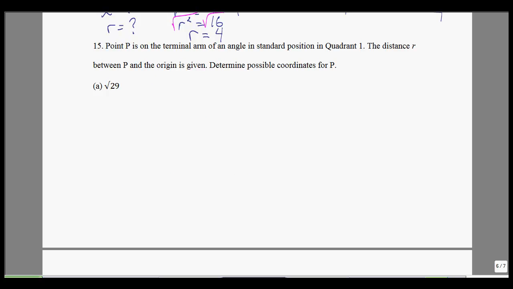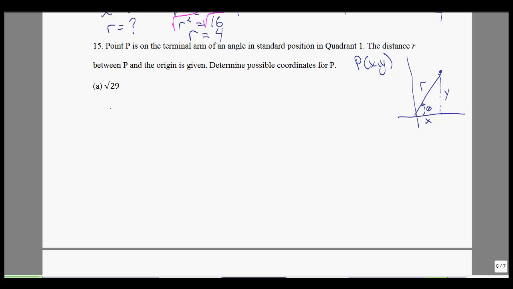Now number 15. A point P is on the terminal arm of an angle in standard position in quadrant 1. The distance r between P and the origin is given. Determine the possible coordinates for P. So that's asking what P of x, y are. And we're only given the terminal arm length to P. So we're only given r, but we do need to find our values for y and our values for x. And we also do not know the terminal angle point.